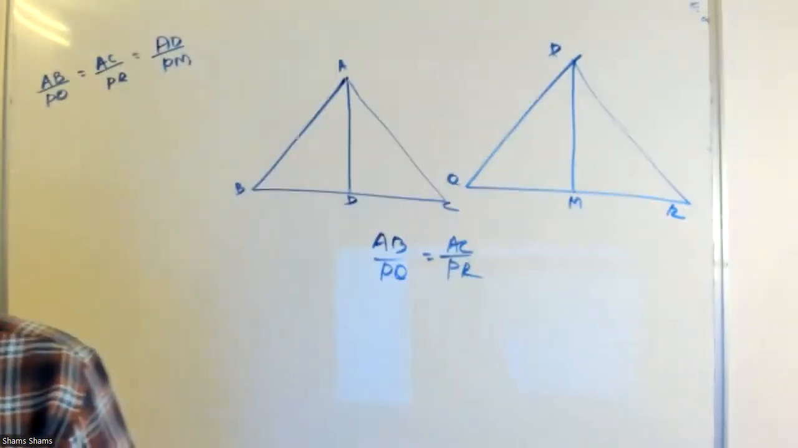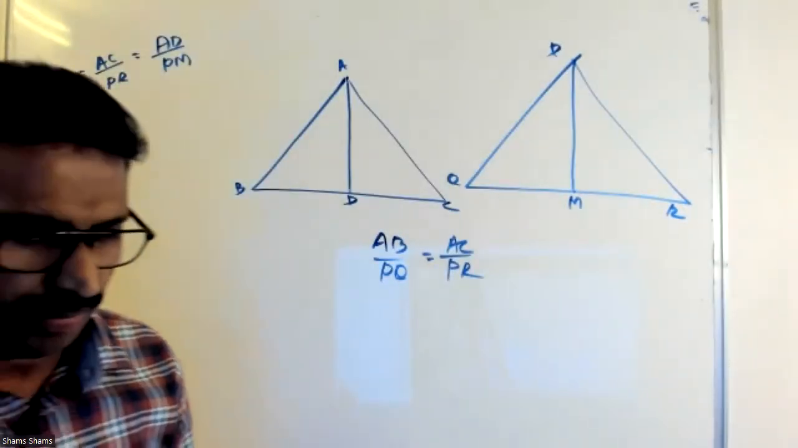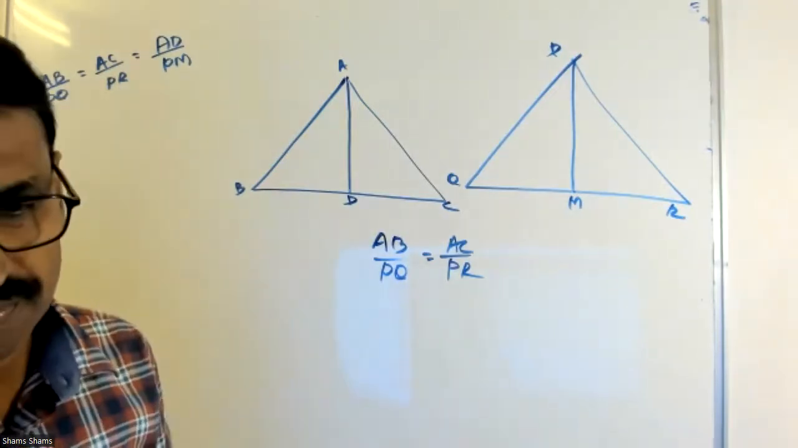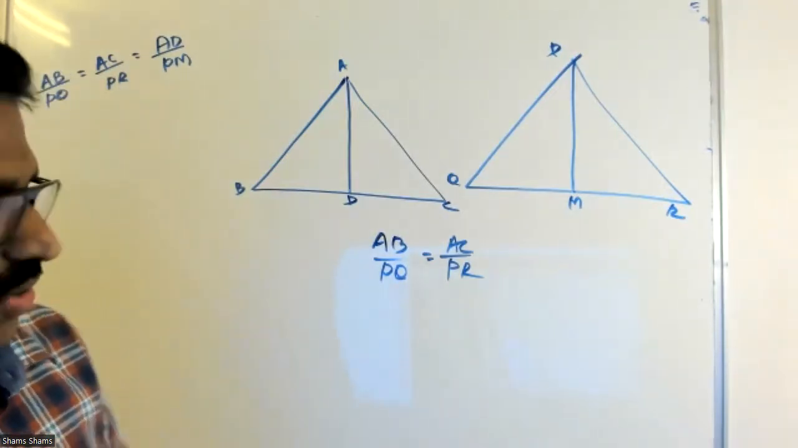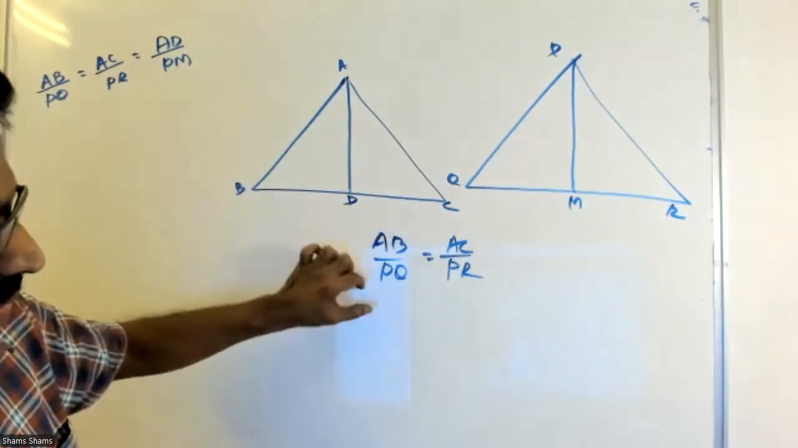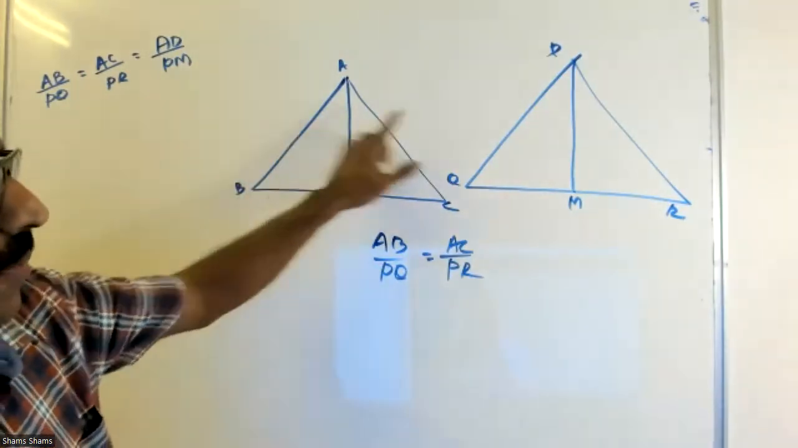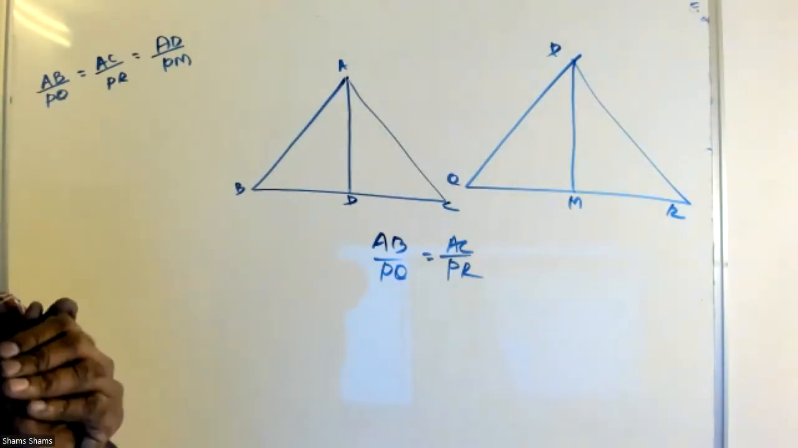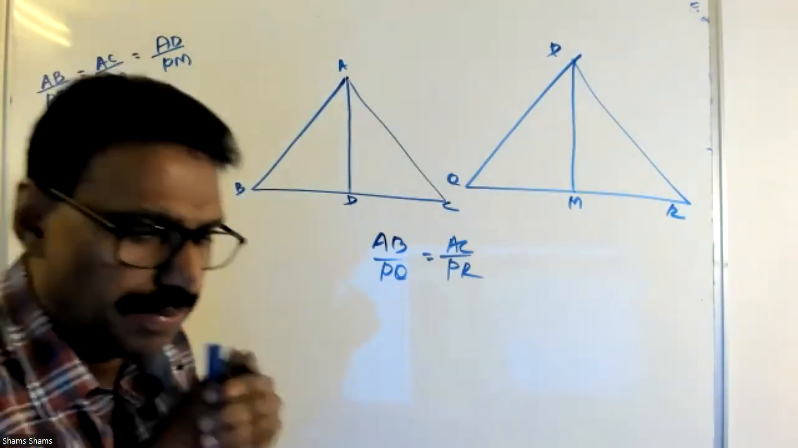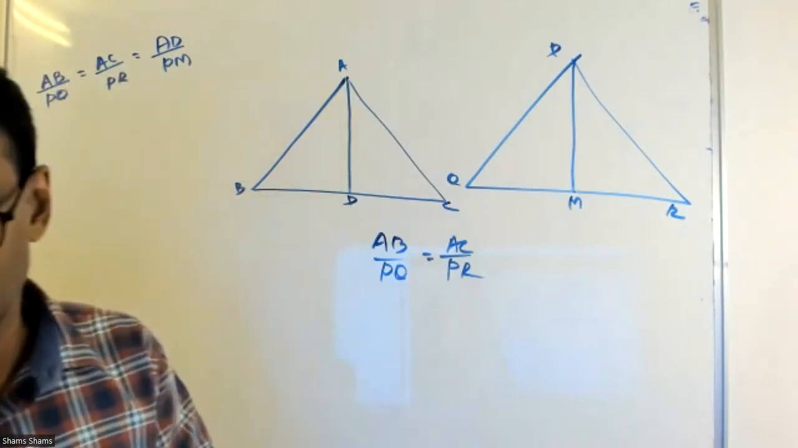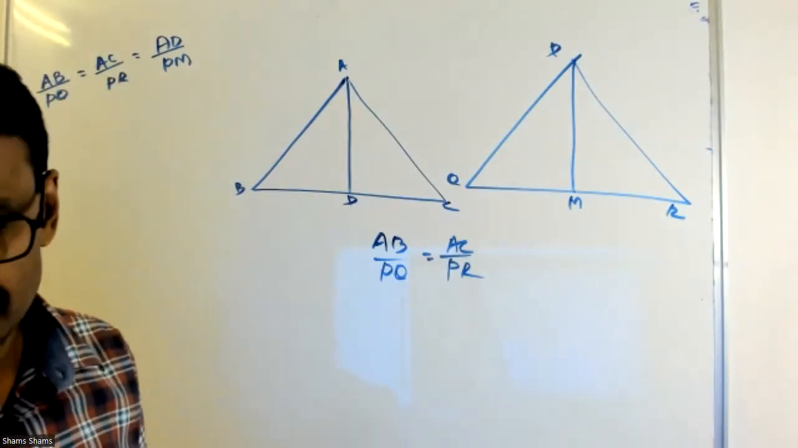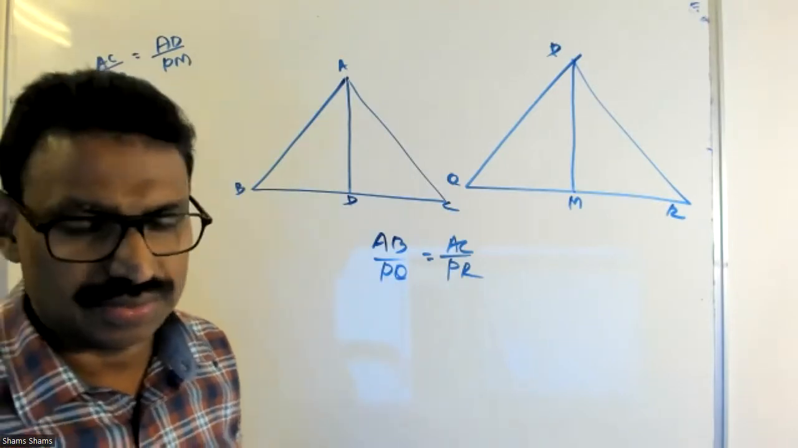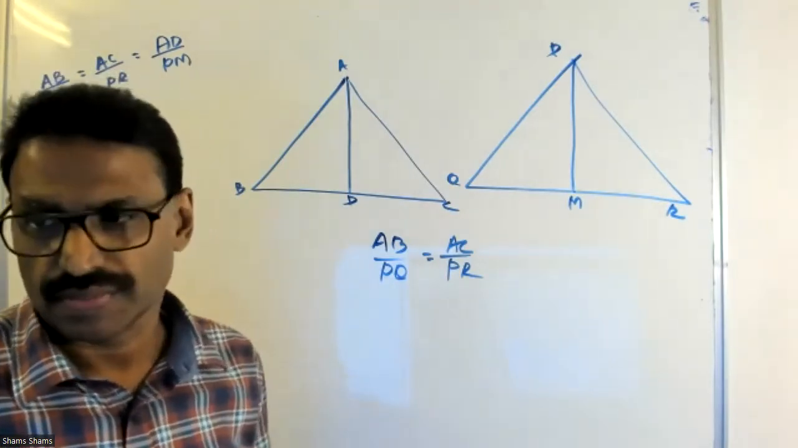Preeta, what is that? Any idea? See, we have only this one, right? AB by PQ equal to AC by PR, already given. So one point is enough to show these triangles are similar. What is that point? Aaron, that is not an easy way. We won't get that.